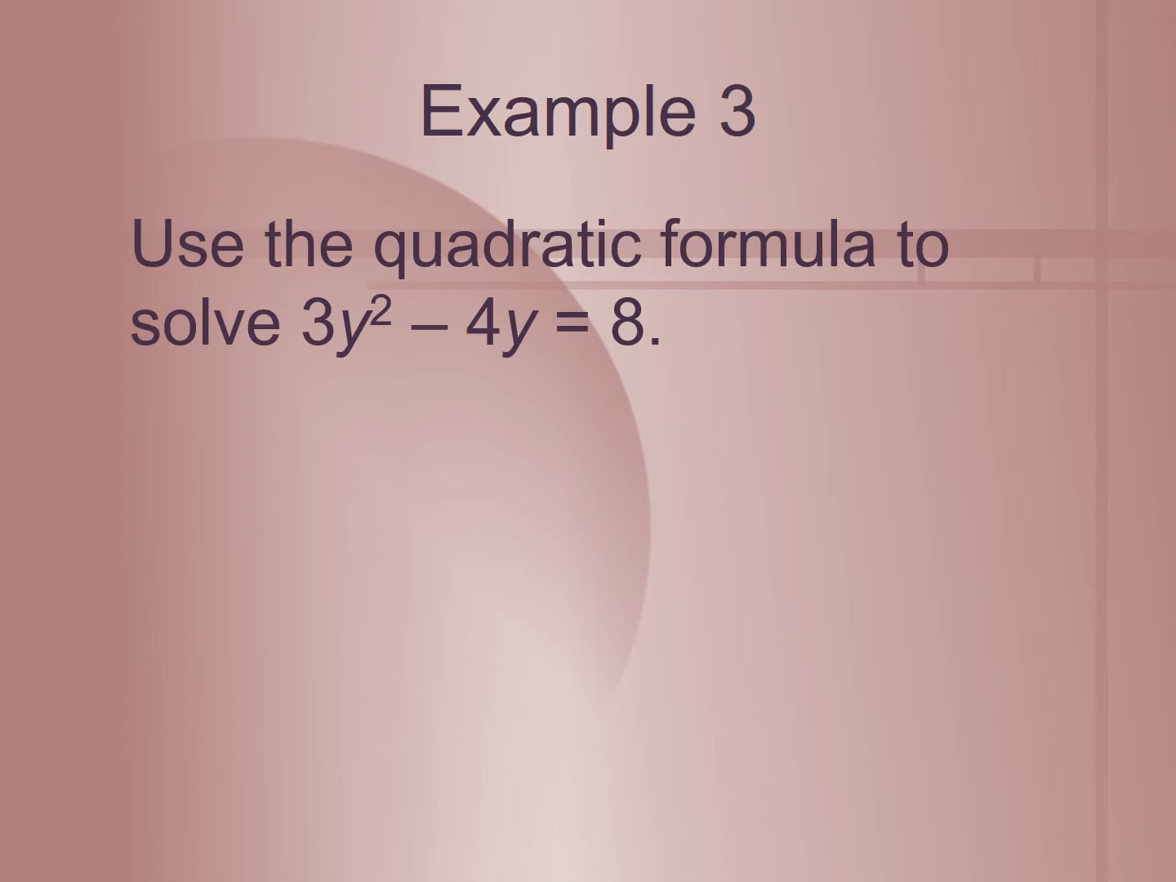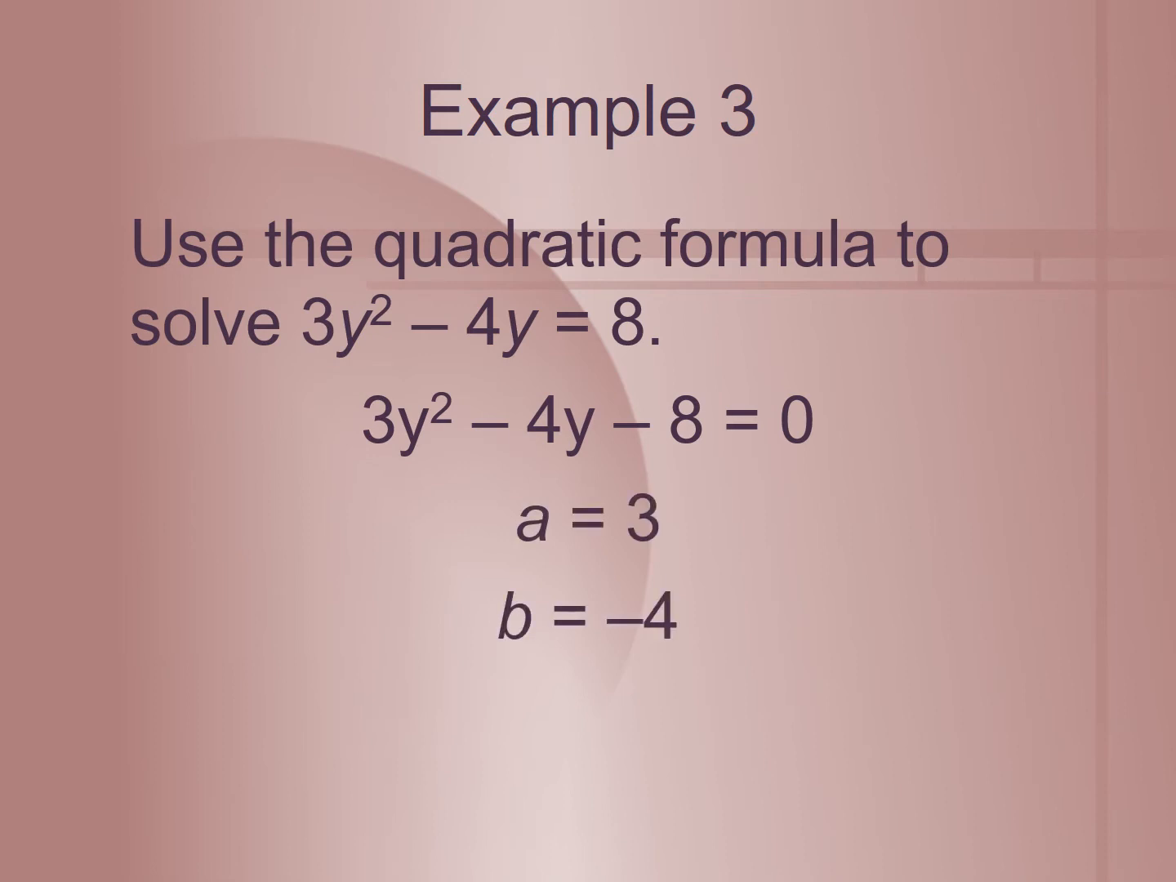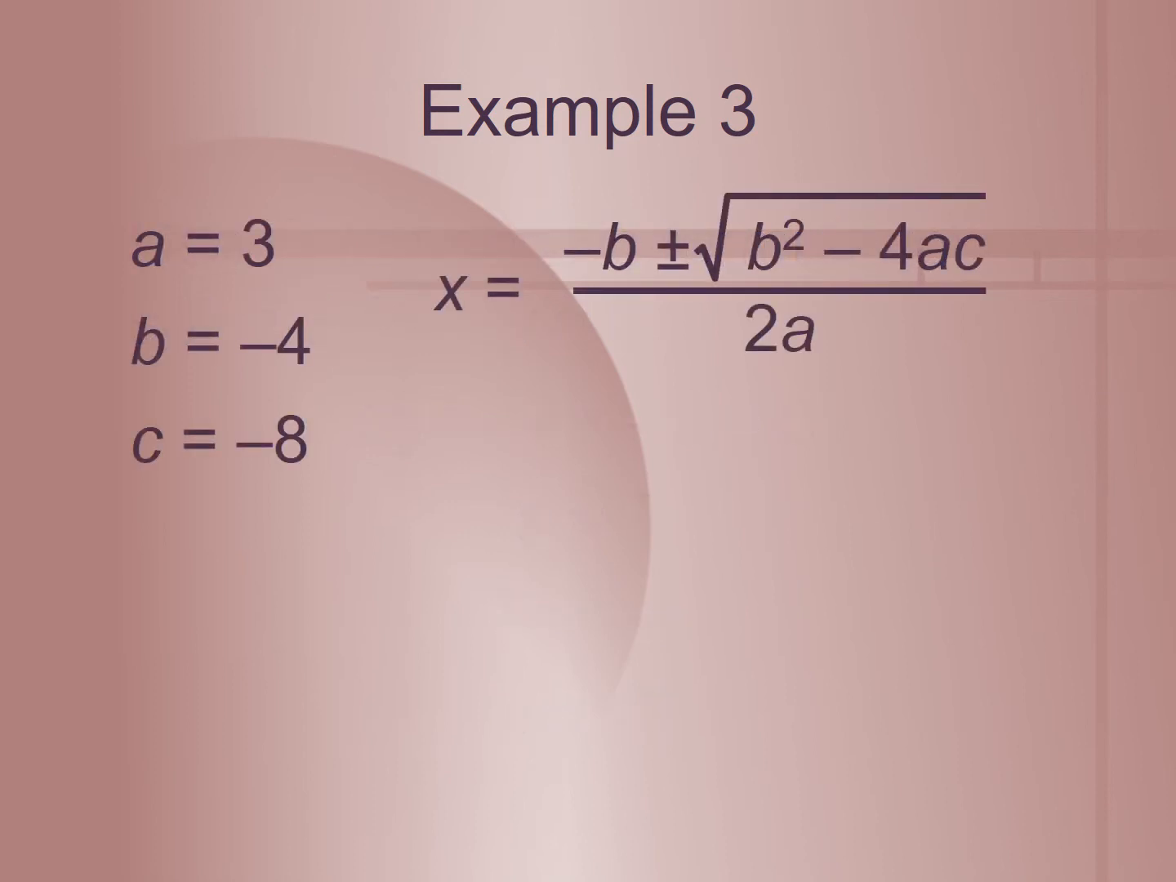So the first thing I have to do is put it in standard form. So I'll subtract 8 from both sides, and now I have 3y squared minus 4y minus 8 equals 0. Now I can identify my a, b, and c values. My a value is 3, my b value is actually negative 4, and my c value is actually negative 8. I'll take those values and substitute them into the quadratic formula.